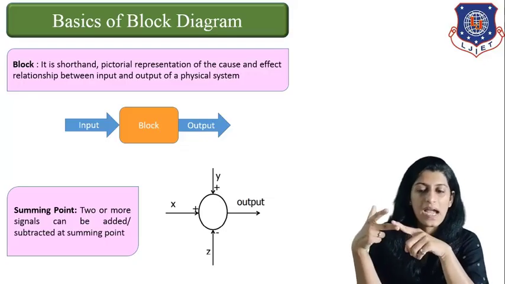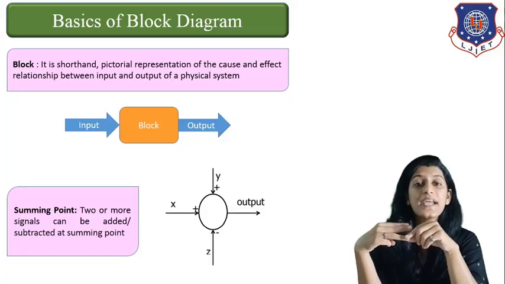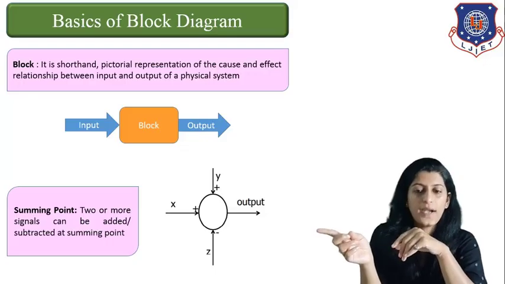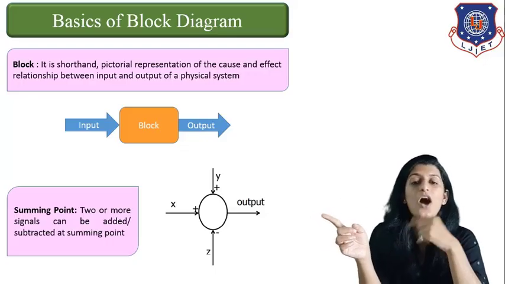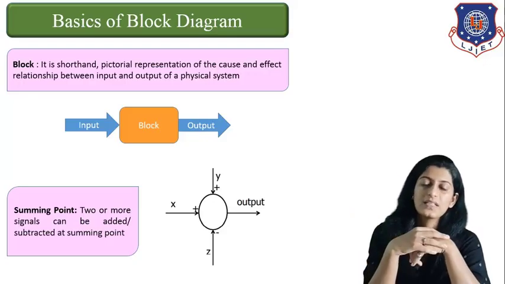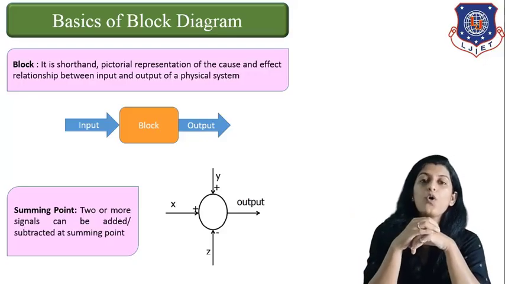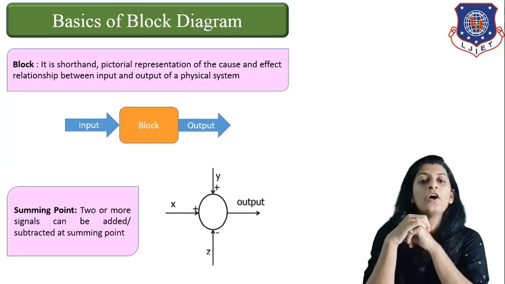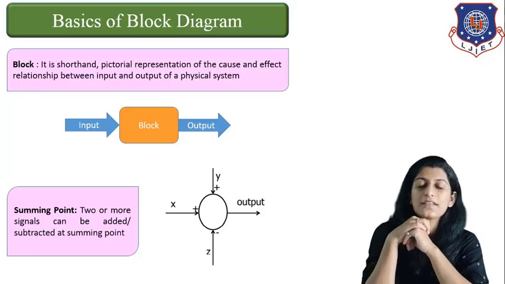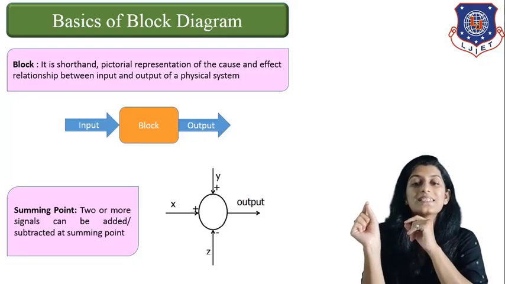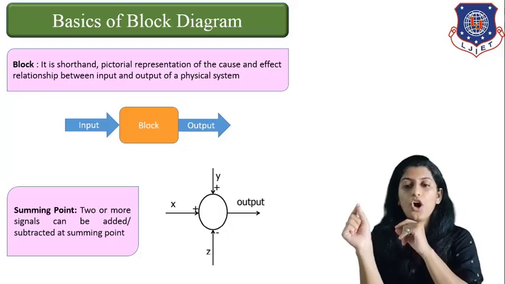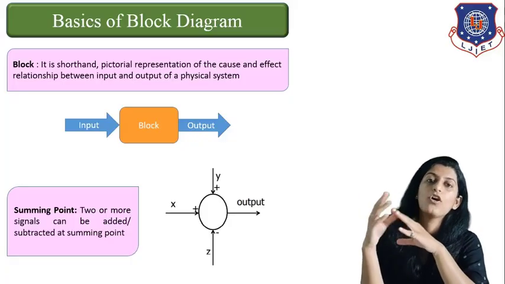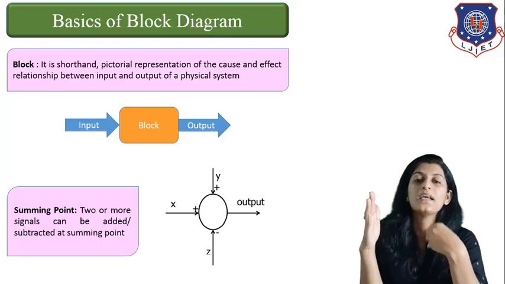X, Y and Z. These are the three different signals coming into this particular summing point, and from this summing point the output goes away from the system. So what will be the value of the output when more than one signal is coming into one particular point? In that case, we need to consider the sign, whether the sign of the signal is plus or minus. Based on the sign, the operation will be performed.